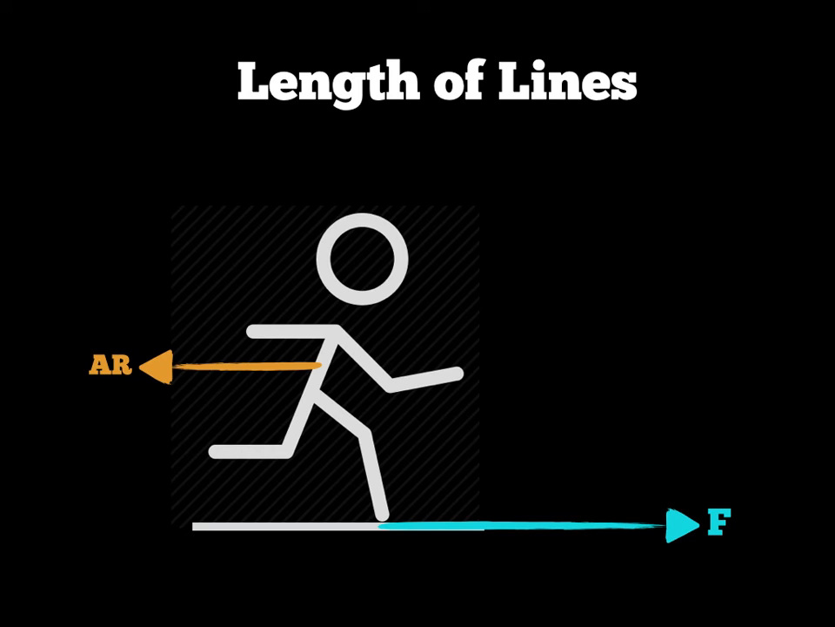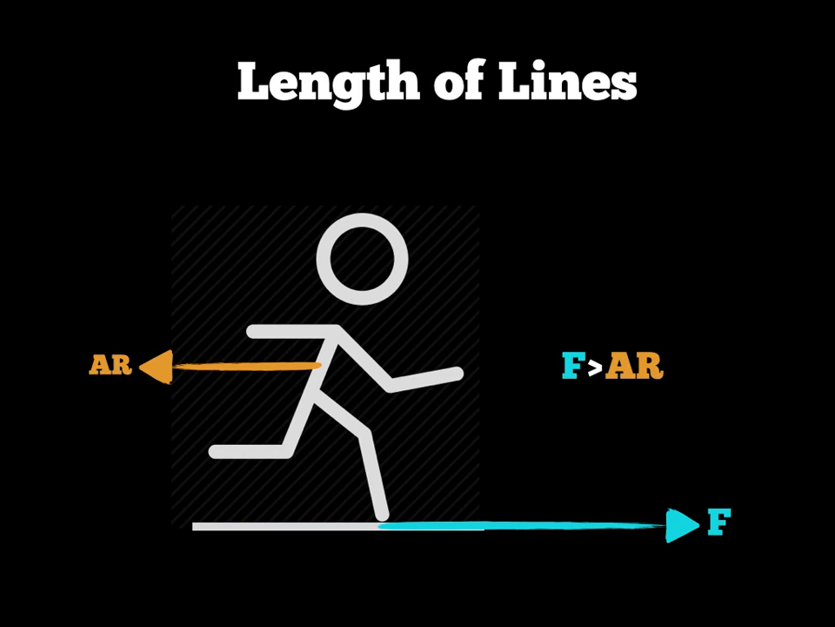If I want my stickman to be seen to be accelerating or going fast forwards, the friction line along the bottom must be longer than the air resistance line. So because the friction line is longer than the air resistance line, it tells me the stickman is travelling forwards fast. And therefore, I would write friction is greater than air resistance.